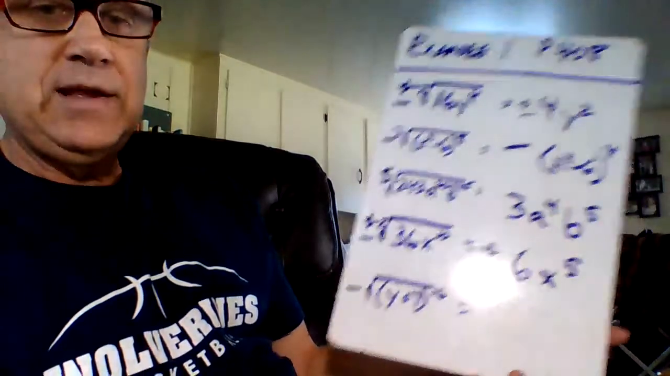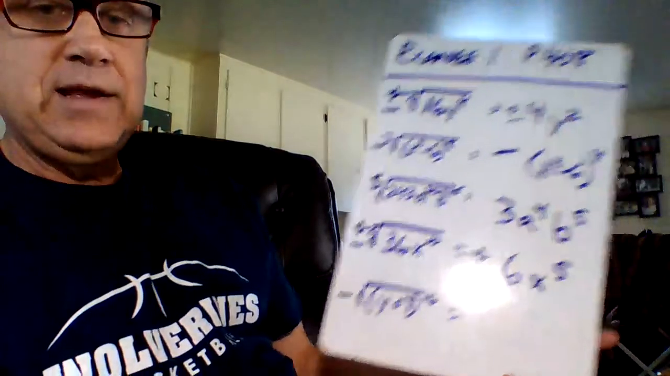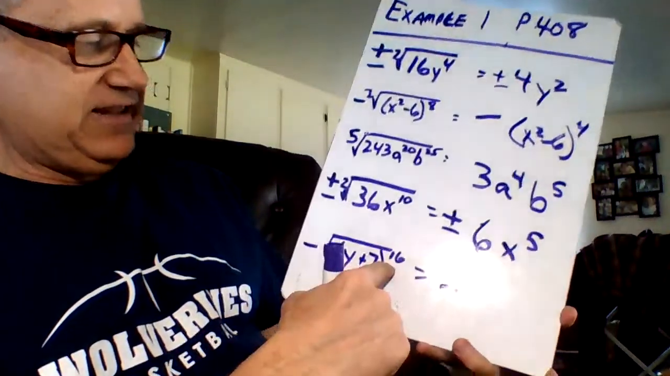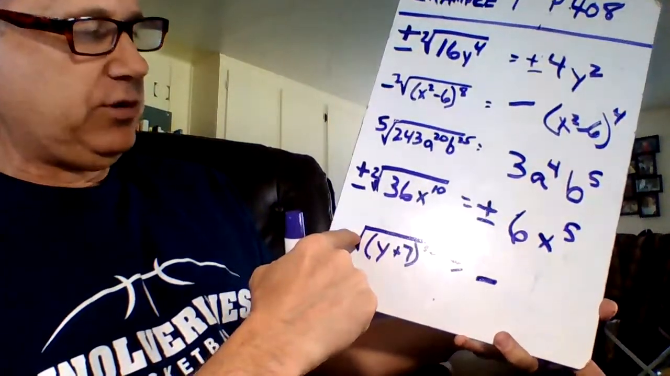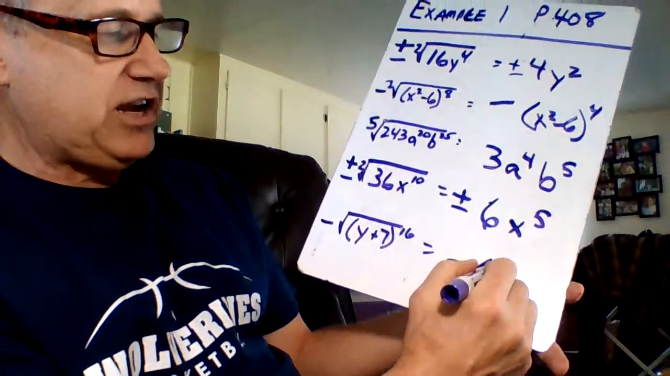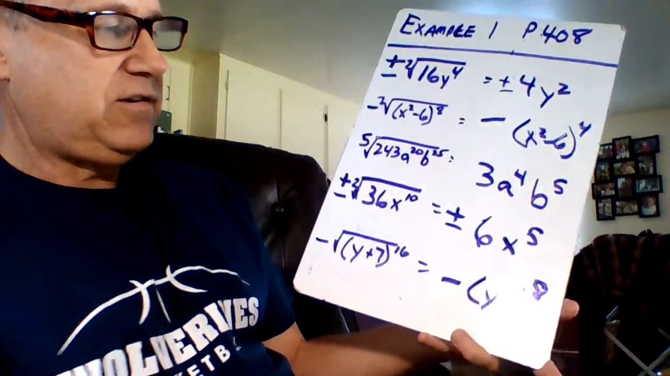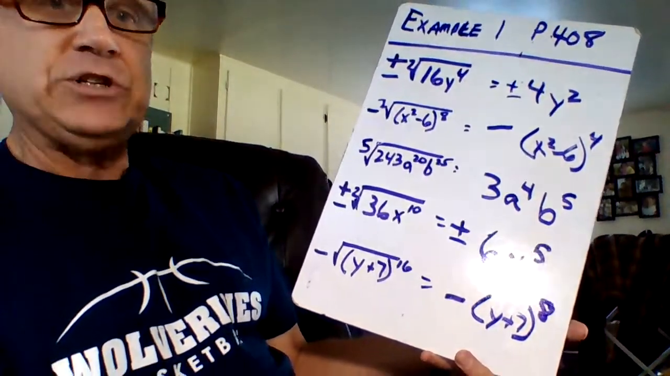Okay? Last one. Negative y plus 7 to the 16th. We know my square root is 2 there. We would just have y plus 7 to the 8th. Okay? So that's example 1 on top of page 408.